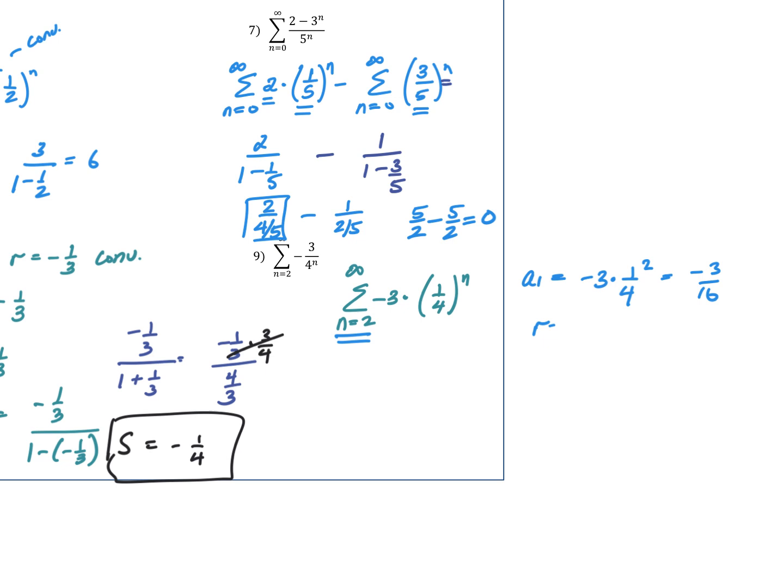And then my r is in fact the 1/4, so the sum is a sub 1 over 1 minus r, so negative 3 over 16 over 1 minus 1/4, so it's negative 3 over 16 over 3/4. You can do keep, change, flip, so 4 over 3, cancel, cancel. We get negative 1 over 4.